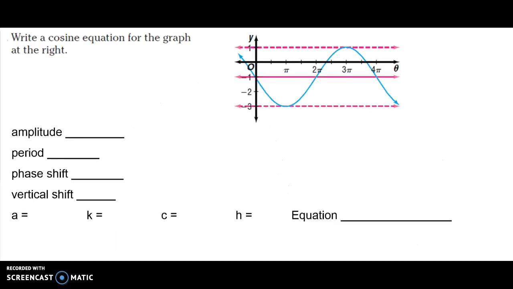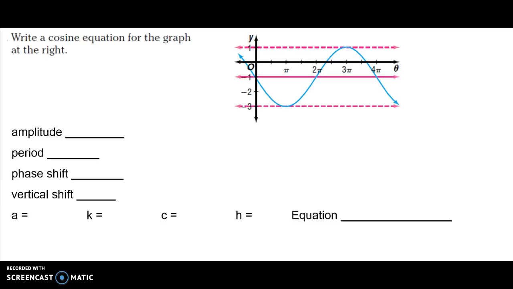Okay, so let's do 2 of those problems. Here you go: write a cosine equation for the graph at the right. You can't really see where it's crossing up here. I know it's a cosine, so I know it would normally start at the top of my range. This one's going to start over here, but I don't really know what that is. So let's find another part to figure out.